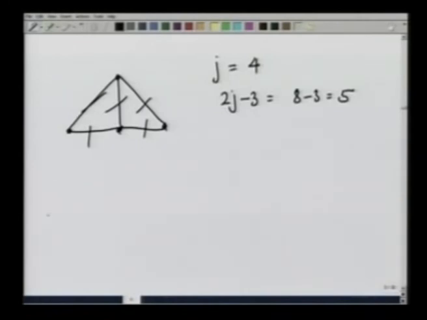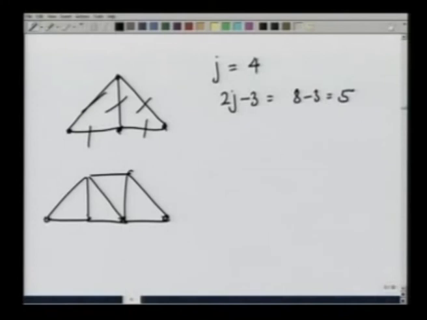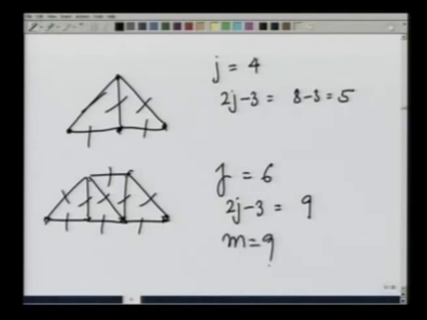The other structure that I made was like this. The number of joints here is equal to 1, 2, 3, 4, 5, 6, and therefore 2j minus 3 is equal to 9, and I have 1, 2, 3, 4, 5, 6, 7, 8, 9 members. So, this is also a statically determinate structure.